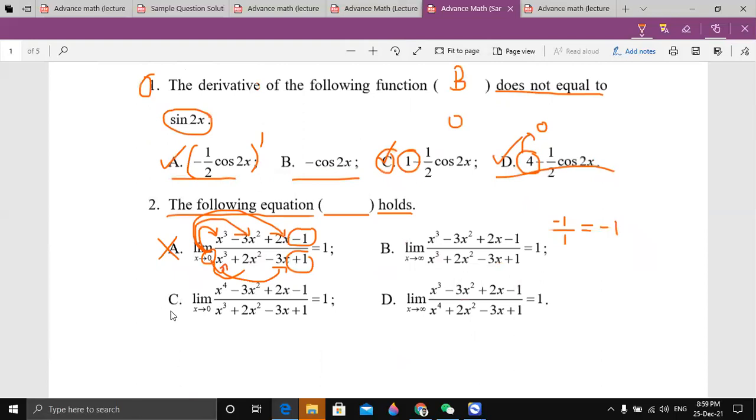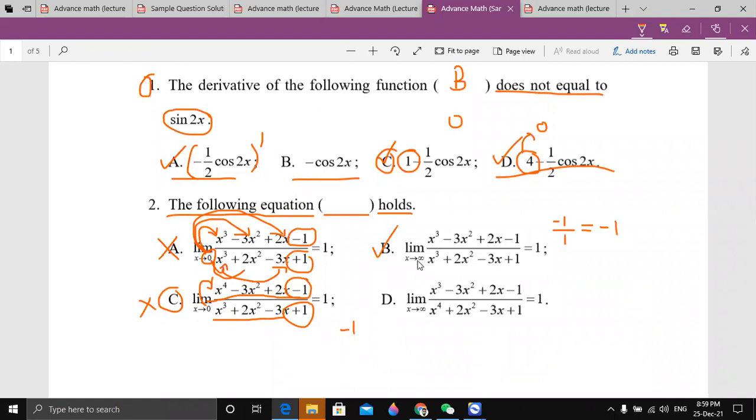So let's see number C. If we plug in 0 here, all this part will make 0. So we only get minus 1. And this part will make 0, and we get plus 1. So minus 1 by plus 1, this is also minus 1, right? So this statement is also not correct.